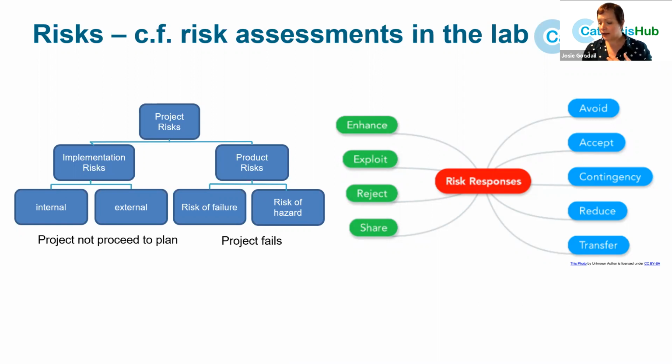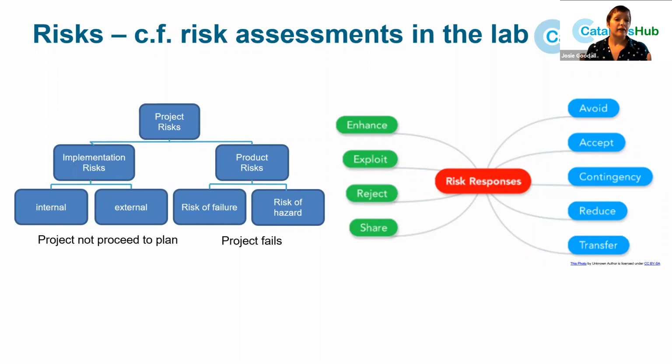We can avoid the risk, so just get rid of it. We could change what we're doing so that's no longer a problem. For example, substituting a less dangerous chemical for one that's very hazardous. We can transfer our risk, so we could set up a contract or some sort of insurance against it.